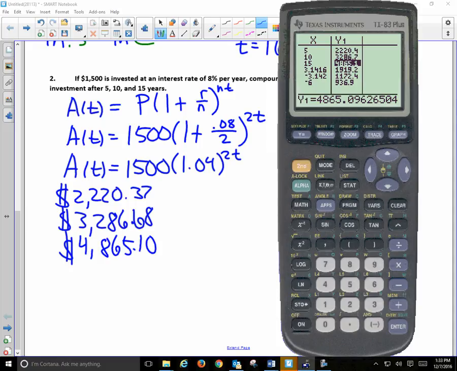Those are the expected amounts, yes. Sure, or you could just list the 3.